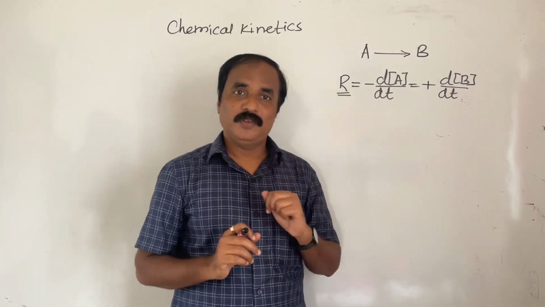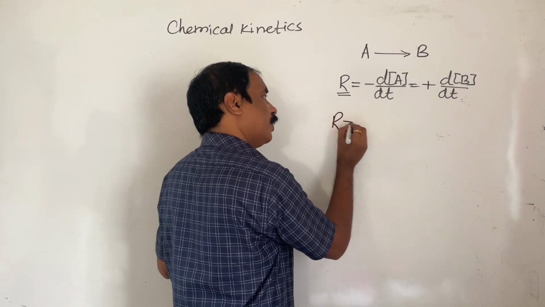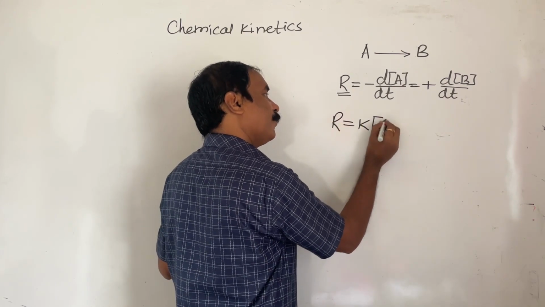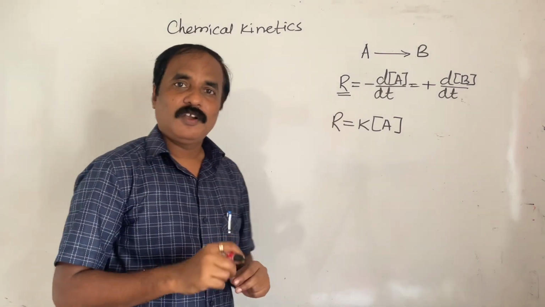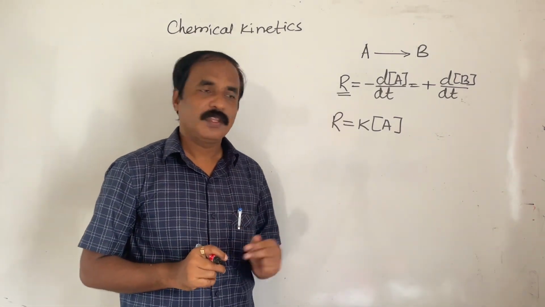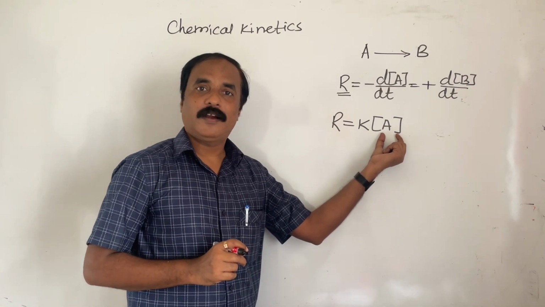और rate law क्या होता है? This is simple equation, that is mathematical equation. R is equal to what? K into concentration of A. So what is the rate law? This is simple equation in which rate of reaction is expressed in terms of concentration of reactant.